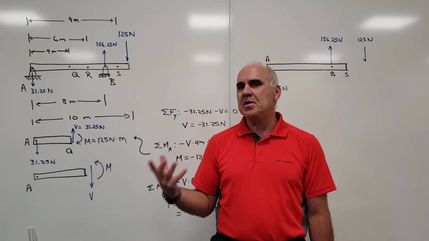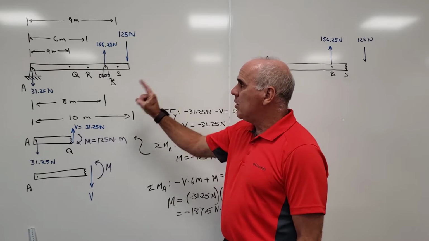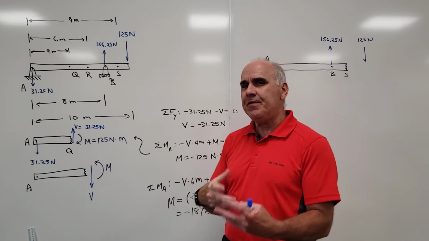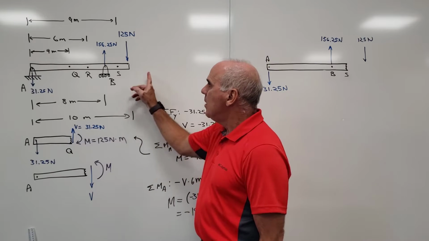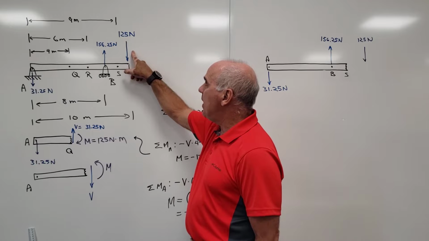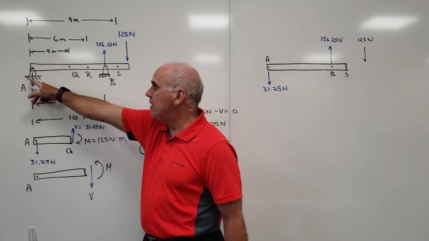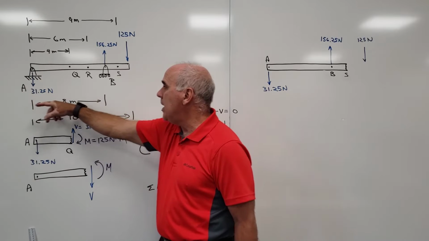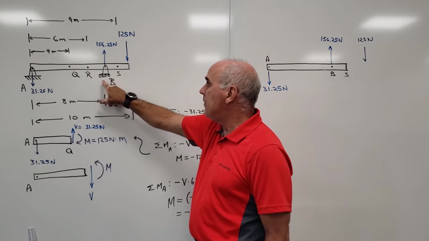Hello, let's do another example, and we're going to extend the previous example, but we're going to look at a couple of other points because we want to find out what's going on at other areas on the beam. So here's the same beam as I had in the previous video. I have 125 newtons on the far right-hand side of the beam. I have a pin support at the far left side, that's at point A. And then at point B, at 8 meters from the left-hand side, I have a roller support.